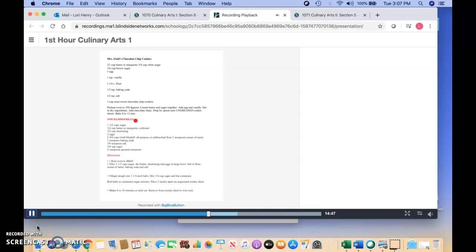The other choice, you could do snickerdoodles, and by all means, I should say these are the 2 we make in class. Again, if you want to make peanut butter cookies, or some sugar cookies, whatever cookie you want to make is fine.